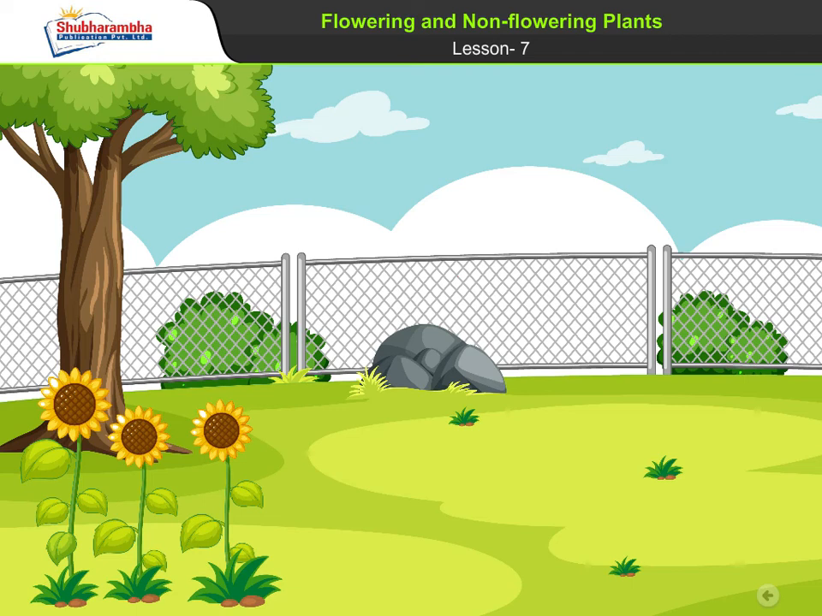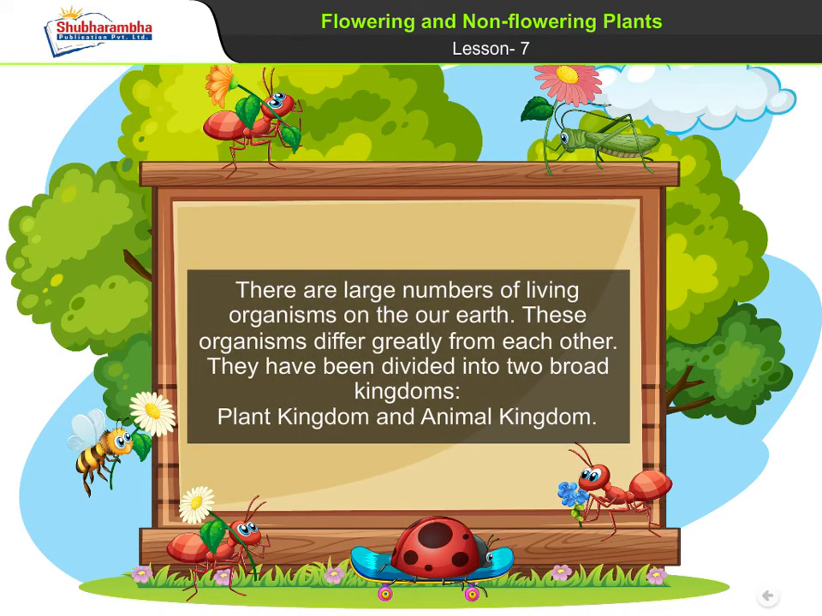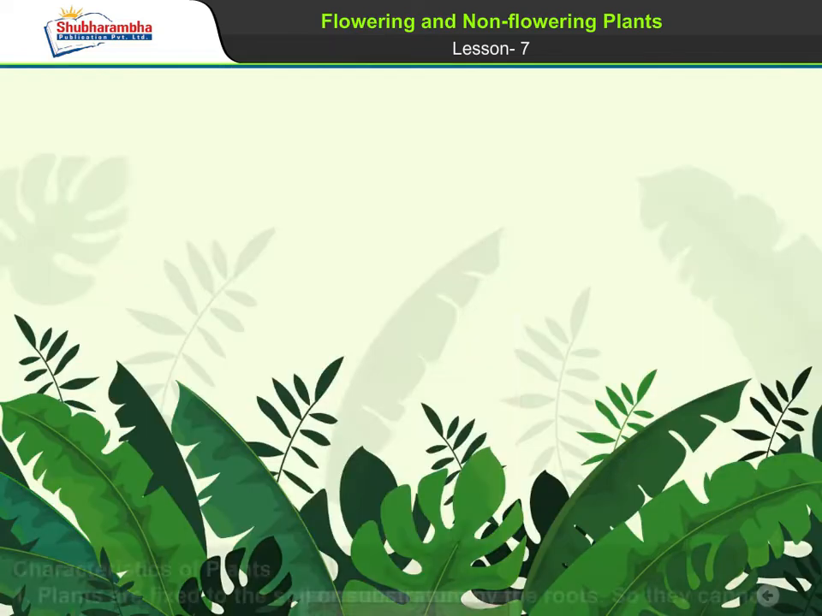Lesson 7. Flowering and non-flowering plants. There are large numbers of living organisms on the Earth. These organisms differ greatly from each other. They have been divided into two broad kingdoms, plant kingdom and animal kingdom.